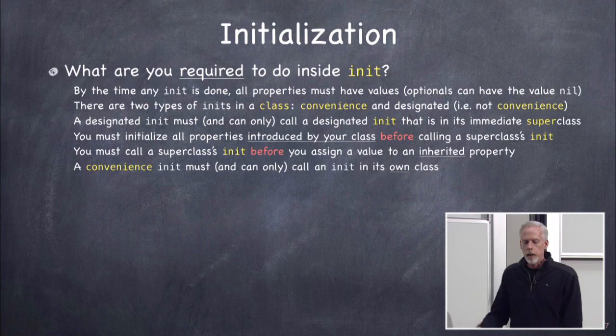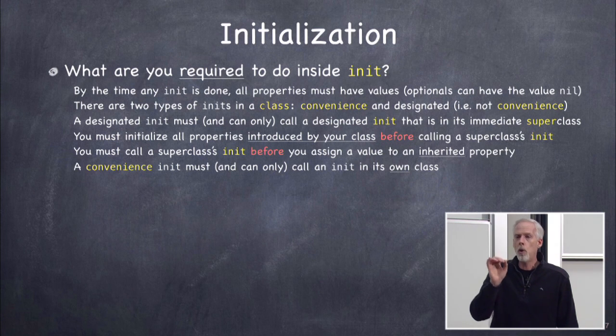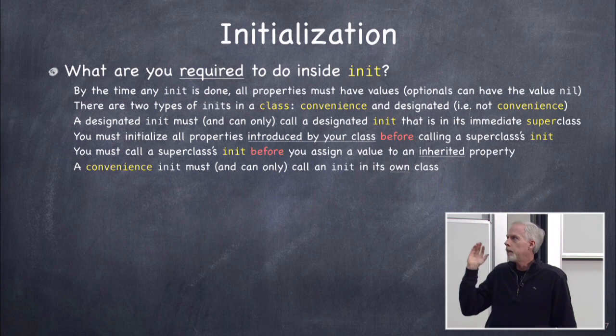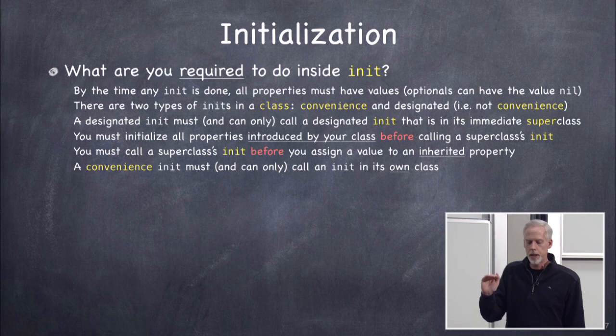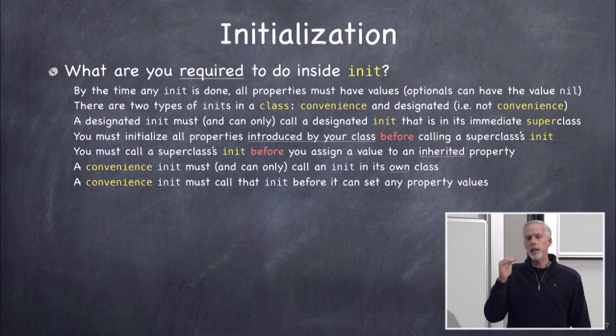A convenience init must, and can only, call an initializer in its own class. No super. Only in your own class. Convenience initializer only in your own class. Got it? You can call another convenience, or you can call a designated, but it has to be in your own class, not in your superclass. And a convenience init has to call whatever init it's going to call in itself before it can set any of the property values. It's kind of different from an init that calls into super, because that one, a designated one, has to do its initialization before it calls super.